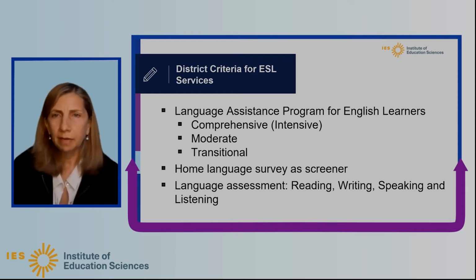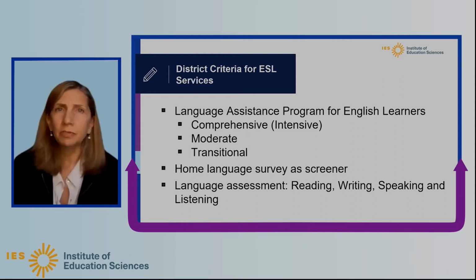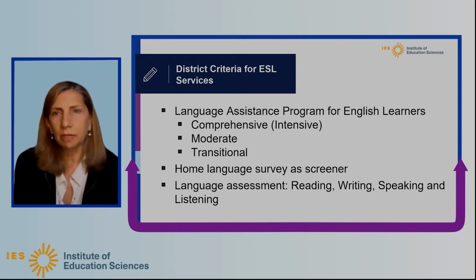Students who qualify at the comprehensive or moderate levels typically receive direct instruction from the ESL teacher on a regular basis. For students at the transitional level of services, ESL teachers typically provide consultative services to the classroom teacher who can support the English learner, but don't directly work with the English learner in the classroom. Districts also use a home language screener, and students are assessed individually in reading, writing, speaking, and listening to determine their need for ESL services.